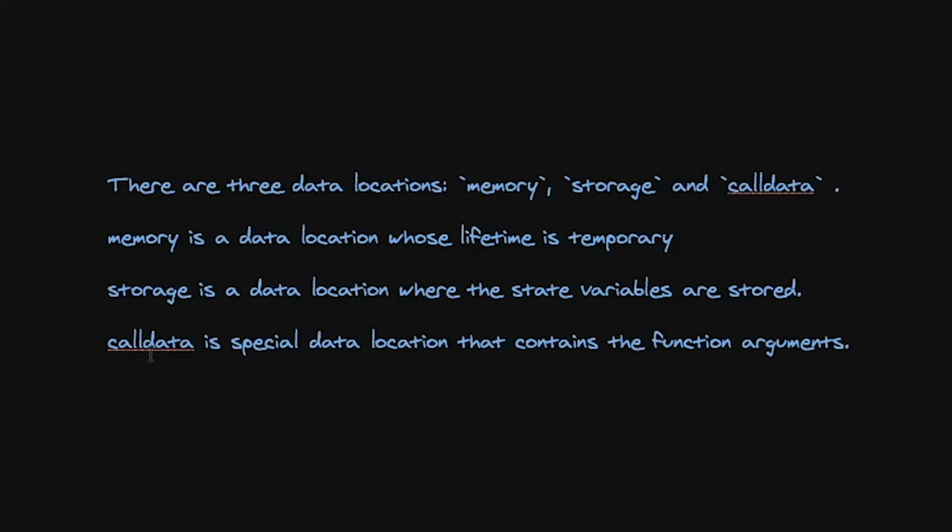And the third kind is call data, which is a special data location that contains the function arguments. Call data is non-modifiable and non-persistent, where only the function arguments are stored. This behaves mostly like memory, and it is required in the parameters of an external function.